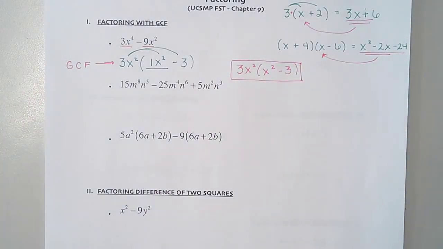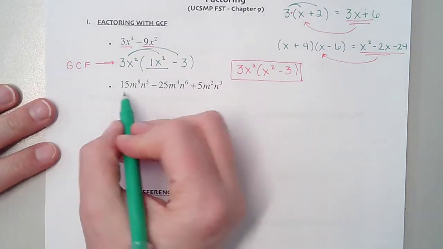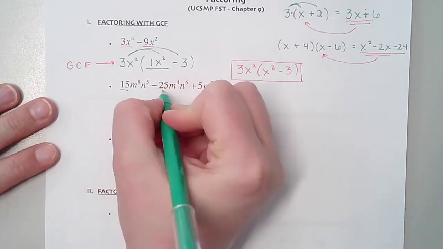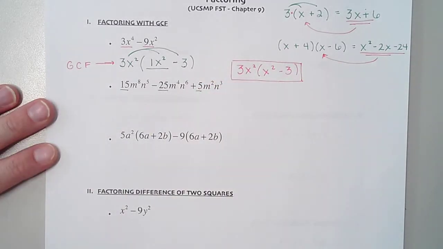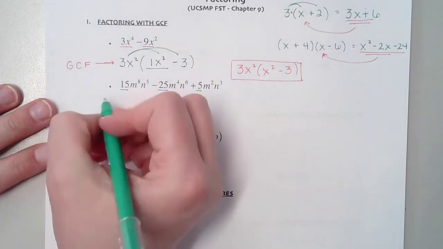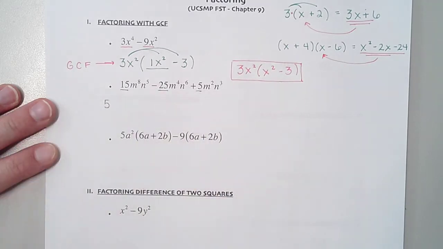Okay, let's try the next one. The next couple will go faster for sure. So I'm looking for, what do these three things have in common? 15, 25, and 5. Well, they all have a 5 that divides evenly into them.